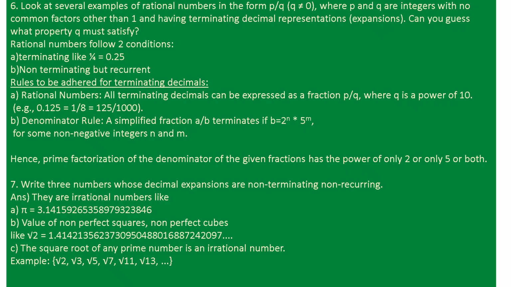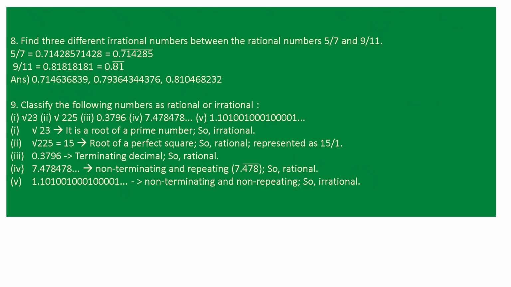So some examples of irrational numbers could be pi, the value of non-perfect squares, non-perfect cubes like root 2, and so on. The square root of any prime number is an irrational number. So if you want to give an example of an irrational number, you can choose the square root of any prime number, which would definitely be an irrational number. Sums 8 and 9 you can very well understand from the explanation given.